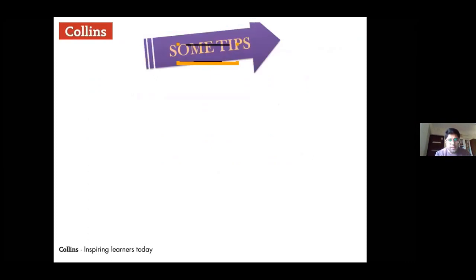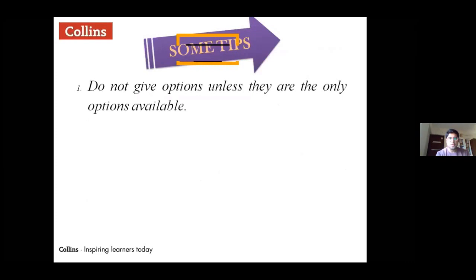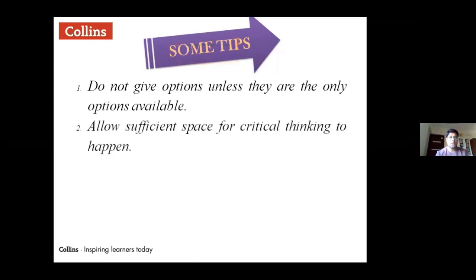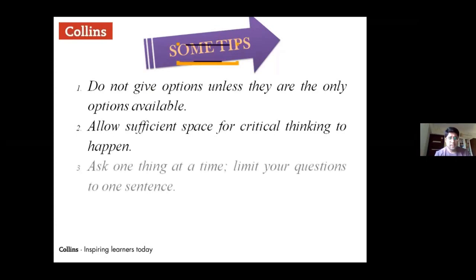And finally, some tips that I can give you. Do not give options unless there are only options available. Now, if you have more than one alternative, give them. Don't just stick to just one option. Allow sufficient space for critical thinking to happen. That's something very important. We talk about critical thinking a lot, but we barely manage to put them into a classroom practice. But it's time we do that. I know many of us do that. Ask one thing at a time.